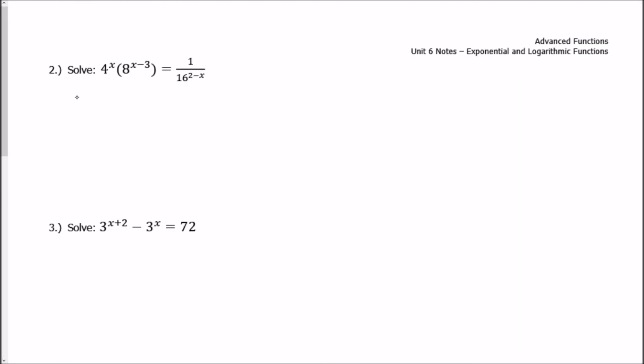Okay? So in number 2, we have different bases. We've got 4 to the power of x, we've got 8 to the power of x minus 3, and we technically have 1 over 16 to the power of 2 minus x. So I want to rewrite all of these bases with a common base, and it's clear that our common base would be 2. So 4 is equal to 2 to the power of 2, 8 is equal to 2 to the power of 3, and 1 over 16 is equal to 2 to the power of negative 4.